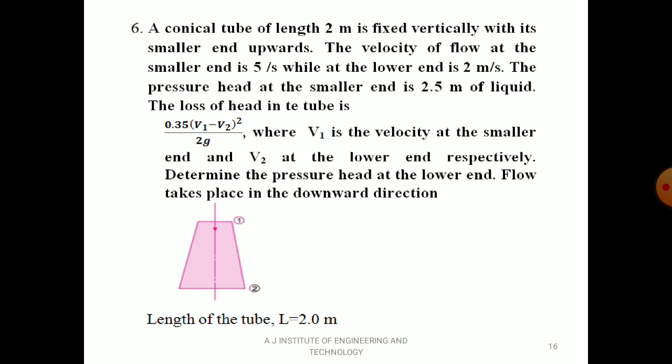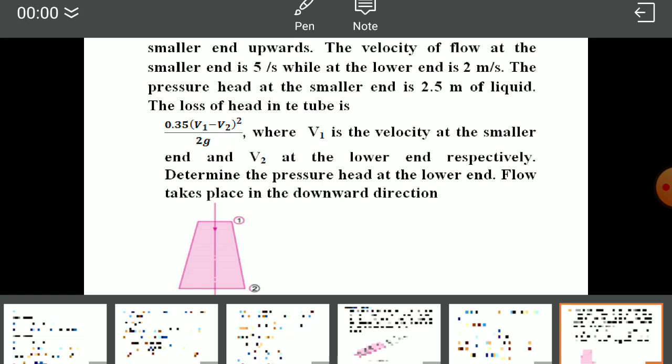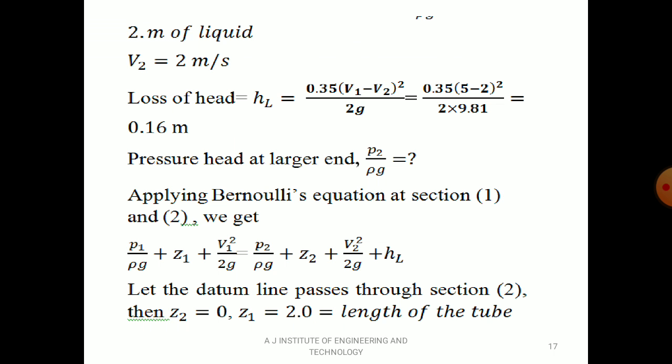But instead of giving the value of HL, they have given a correlation: HL equal to 0.35 times (V1 minus V2) whole square divided by 2g. Using that expression we are supposed to find the HL value. So let me start the solution. V2 is 2 meter per second at section 2, and at section 1 it is 5 meter per second. So the loss of head, HL equal to 0.35 into (V1 minus V2) whole square divided by 2g.